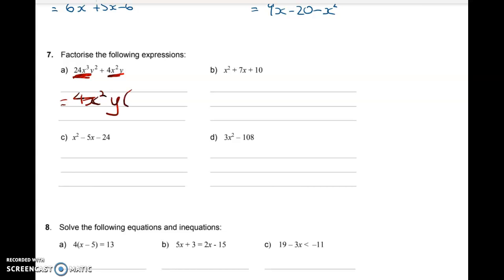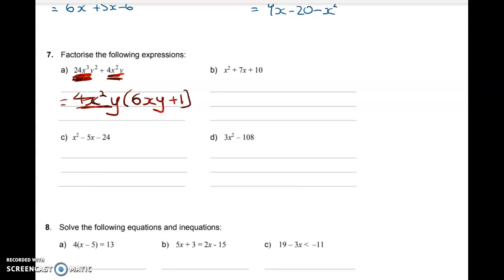So we have to now get back to this. So 4, what's a 24? I've got 6 here, I've got x here and y here. And then just plus 1, because all of this is the common factor. So that's that one. Okay, what's next?